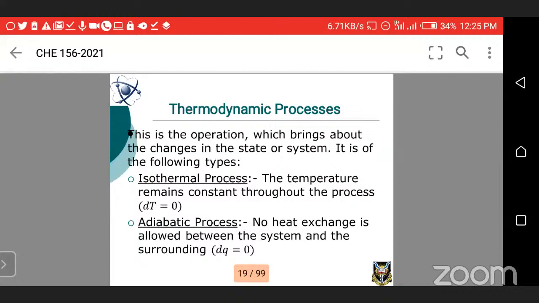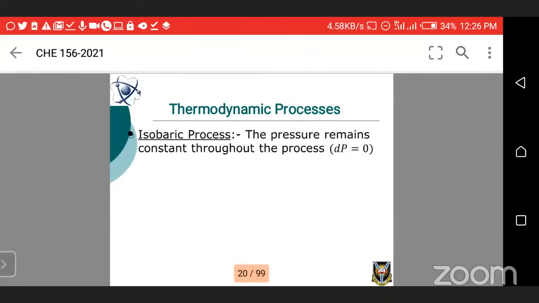Then we also have an adiabatic process, in which there is no heat exchange with the system, so the dQ is 0. The Q is 0. Let's move ahead. We have an isobaric process. Isobaric process, that is the pressure remains constant throughout the process. The dP equals 0.